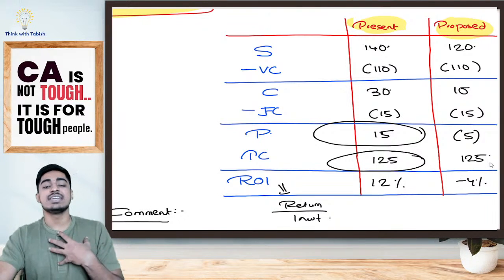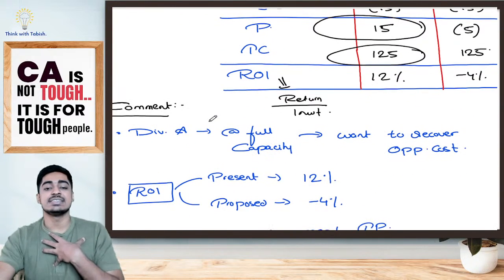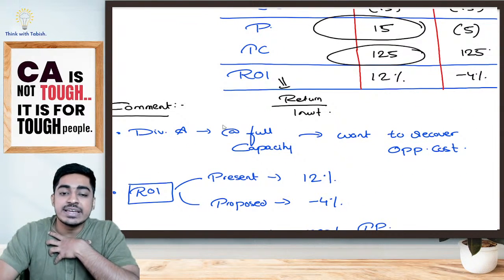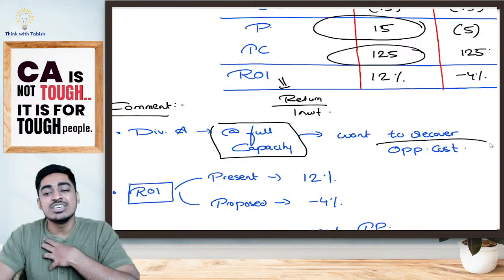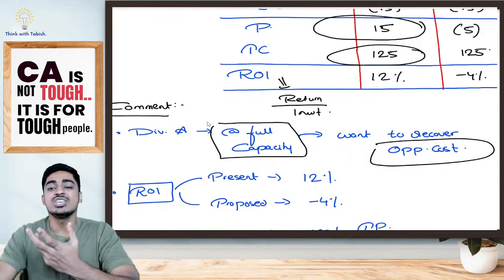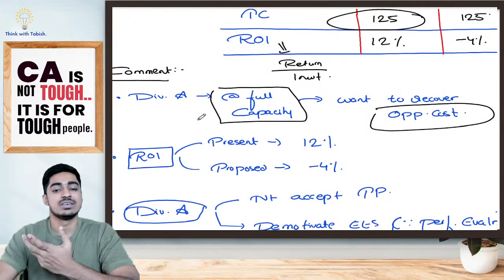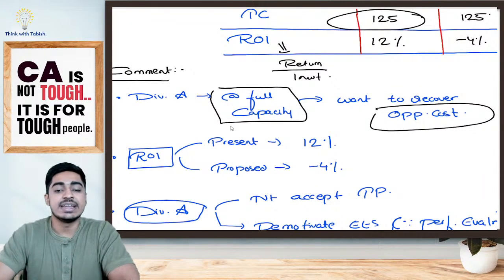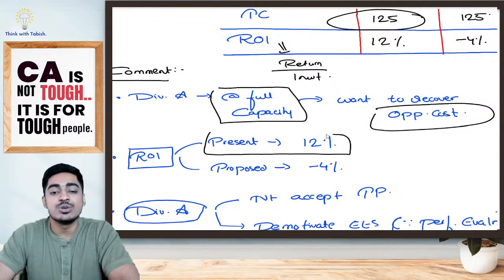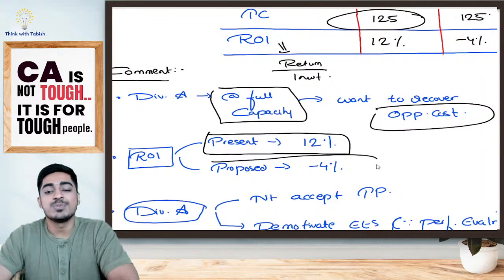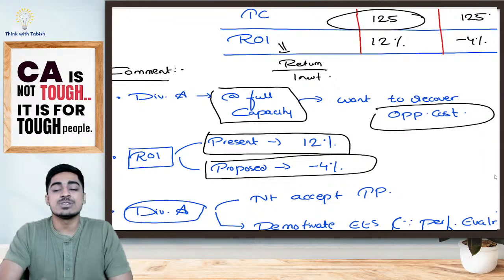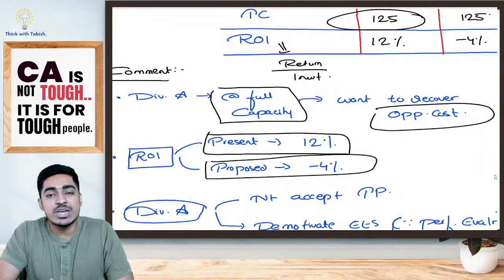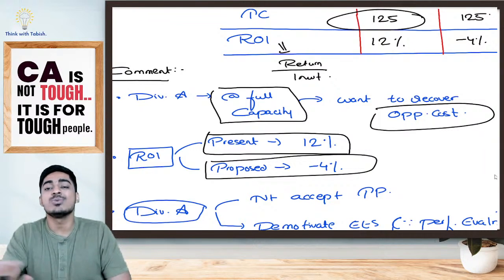So, what is division A, the transfer division, telling? It is telling, see, I am operating at full capacity. So if the transfer should happen, at least give me my opportunity cost. At least give me 140 rupees. Then I will transfer. Again, it is telling, at present I was earning 12% ROI, but in the proposed case, it will become minus 4%. Again, you are telling us to make the transfer. You are only telling us that you are going to evaluate our performance based on ROI. Then what will I do?